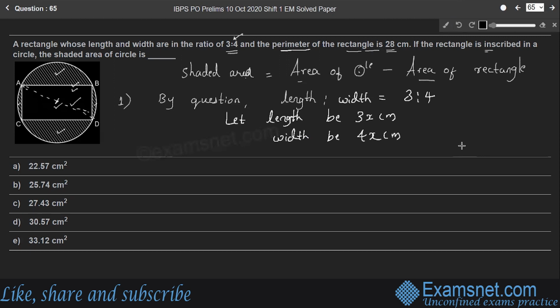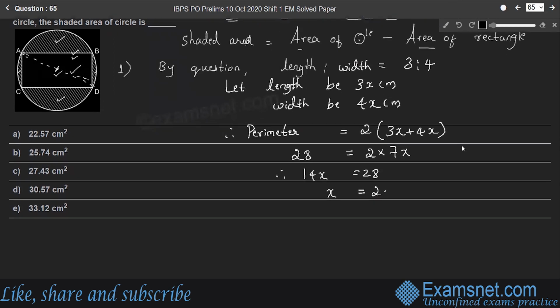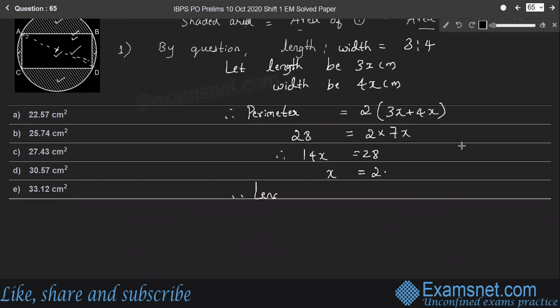Therefore perimeter is equal to 2 times length plus breadth, 2 times 3x plus 4x. So the perimeter is 28, which is 2 times 7x. Therefore, 14x is 28, therefore x is equal to 2. Then if x is 2, what is the length? The length of the rectangle is 3x, which is 6 centimeter, and the width is 4x, which is 4 into 2, 8 centimeter.